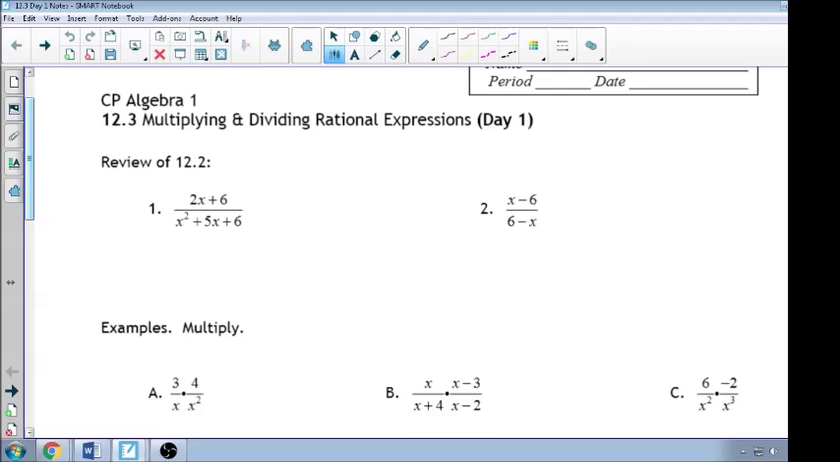This lesson is for my Algebra 1 class. It is 12.3, multiplying and dividing rational expressions. First, let's do a review of 12.2. In 12.2, we talked about how you need to factor, and then you can simplify the fraction.